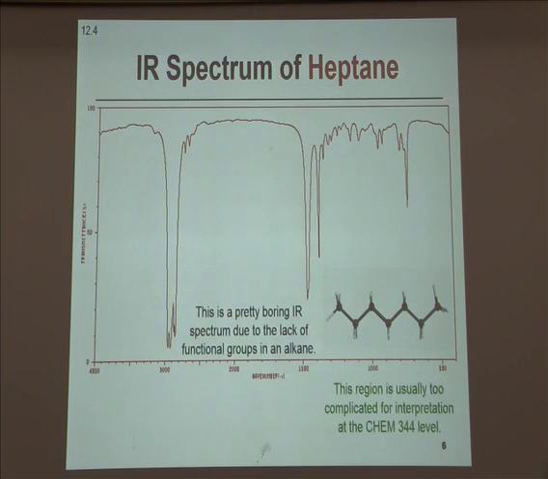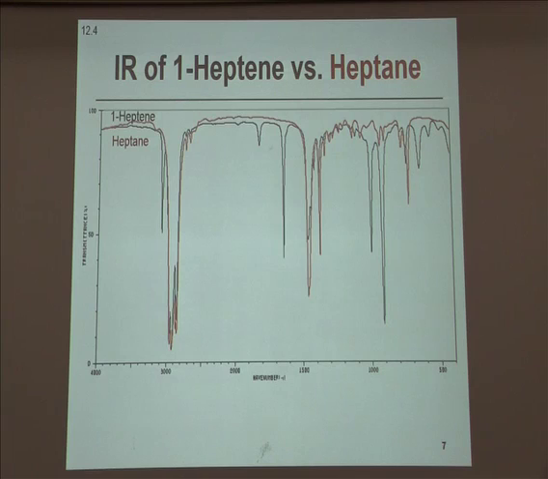I'd like to compare this heptane spectrum to that of heptene. So I've overlaid the heptane spectrum in red over the 1-heptene spectrum in black. And so here's 1-heptene, here's the two of them together. You can see the changes by simply converting the alkane to an alkene. There is a growth of a new feature right here, a couple of new features right there, and some pretty intense ones in this region.